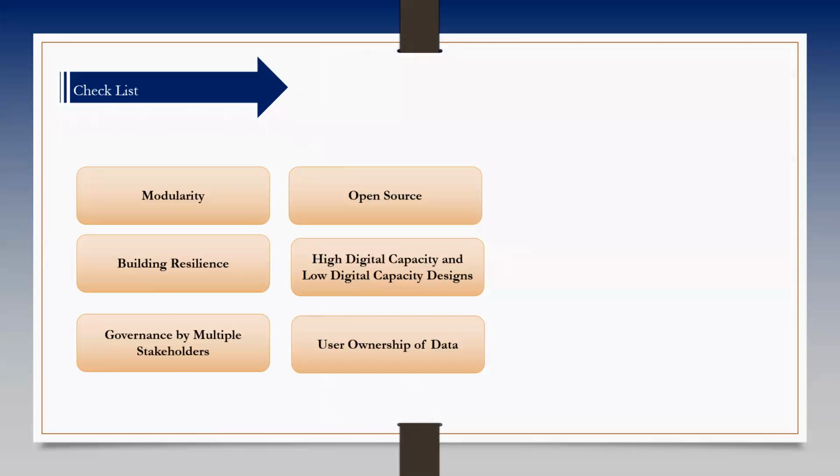I'll move to the checklist for building a dev stack for digital government. The first one is modularity. Building a monolithic single-use system costs time, money, and engineering talent. Modular systems allow governments to deploy solutions faster and more efficiently. The public sector needs to focus more on developing common standards to maximize the potential of this approach.